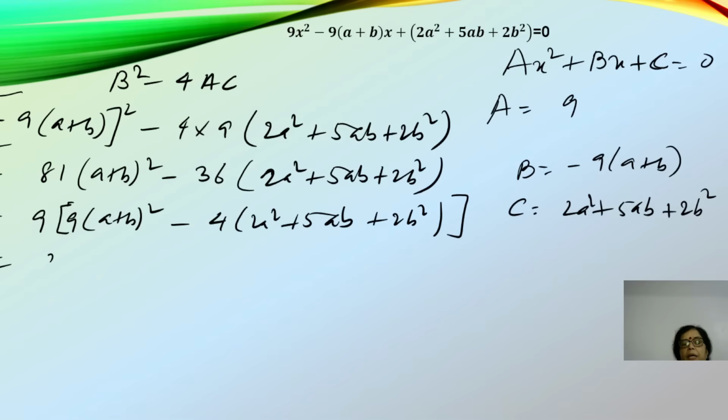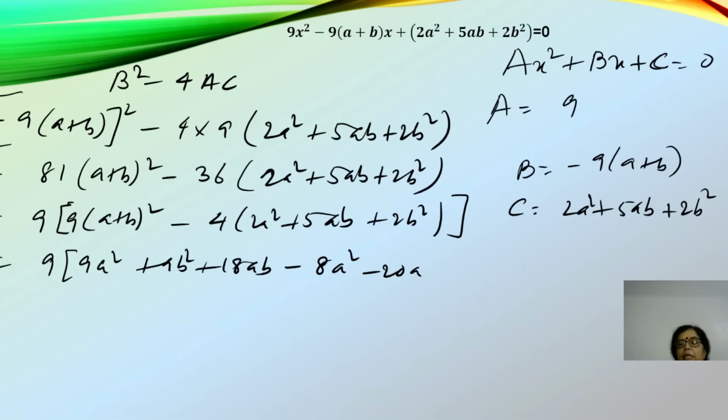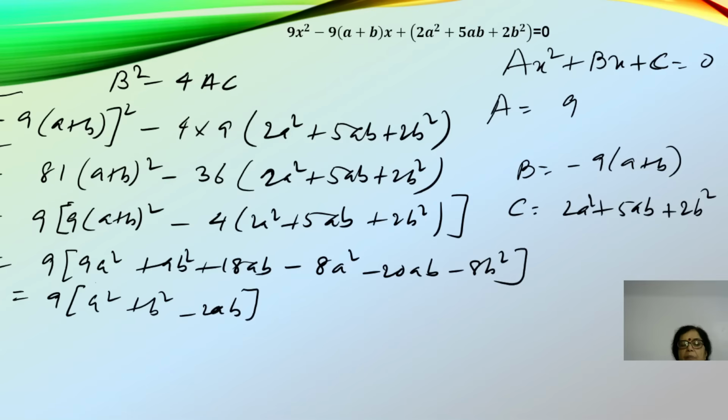So again this will become 9 into (a squared plus b squared plus 2ab), I've written this in the form of a plus b the whole square, minus 8a squared minus 20ab minus 8b squared. So this becomes 9a squared, a squared, b squared and minus 2ab after simplification. So this can be written as 9 into (a minus b) the whole square. So b squared minus 4ac is equal to this.